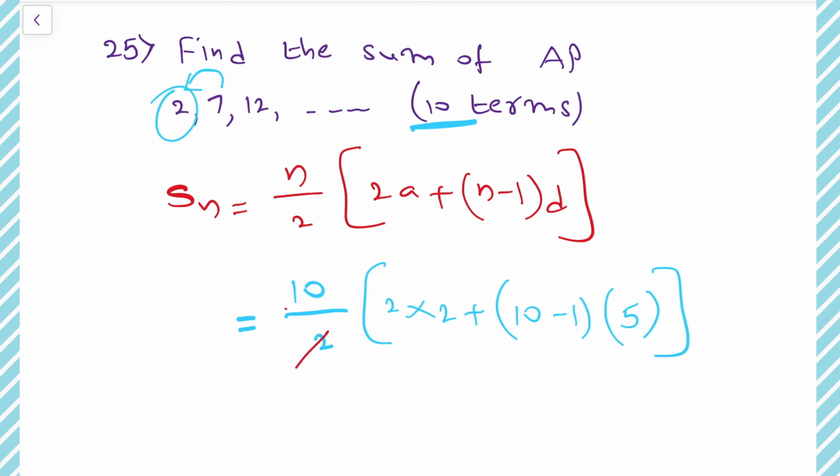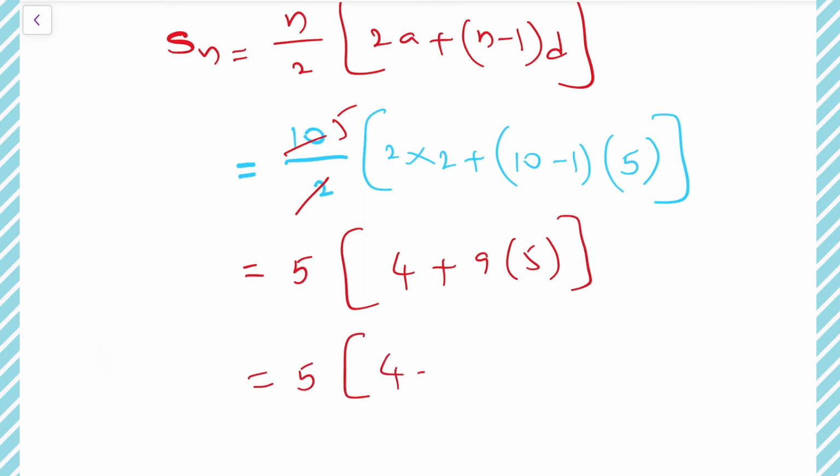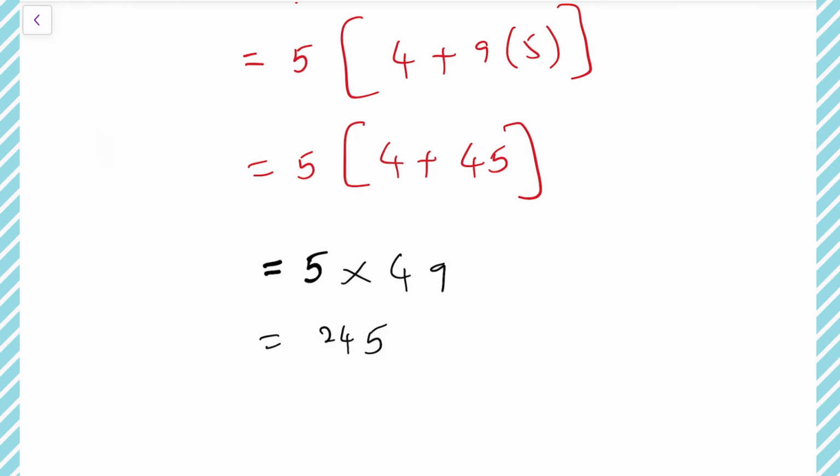Let us simplify this. 2 ones are 2, so we remain with 5 times 2 twos are 4 plus 10 minus 1, 9, into 5. That is equals to 5 times 4 plus 9 fives are 45. So this will be 5 into 4 plus 45, 49. 5 times 49: 5 nines are 45, 5 fours are 20 plus 4 carry, 245. So 5 into 49 is 245. So for the given progression, the sum of the first 10 terms is 245.